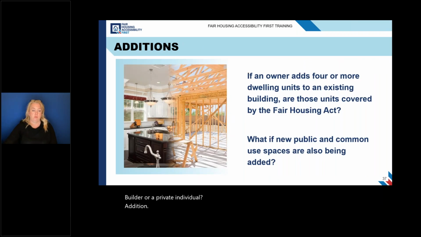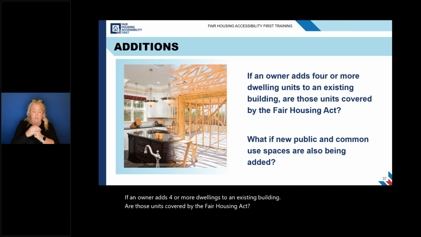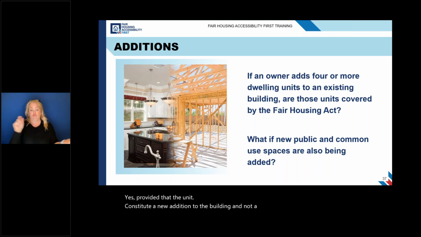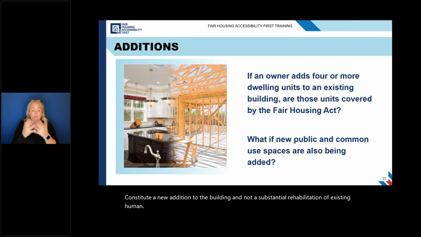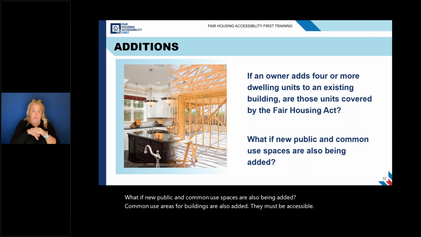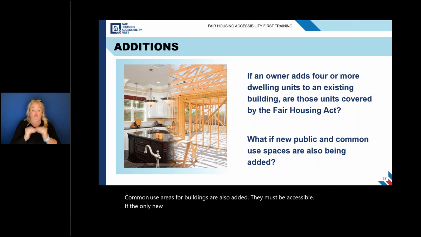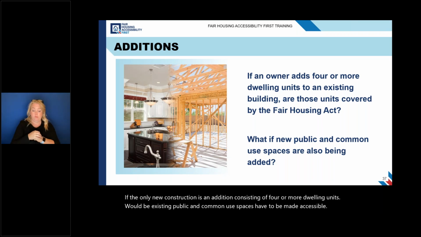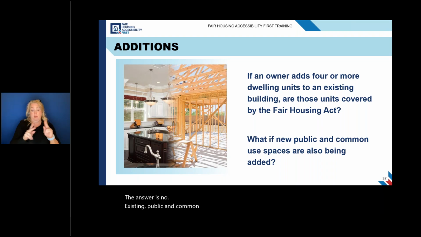Additions. If an owner adds 4 or more dwelling units to an existing building, are those units covered by the Fair Housing Act? Yes, provided that the units constitute a new addition to the building and not a substantial rehabilitation of existing units. What if new public and common use spaces are also being added? If new public and common use areas or buildings are also added, they must be accessible. If the only new construction is an addition consisting of 4 or more dwelling units, would the existing public and common use spaces have to be made accessible? The answer is no. Existing public and common use areas would not have to be made accessible.